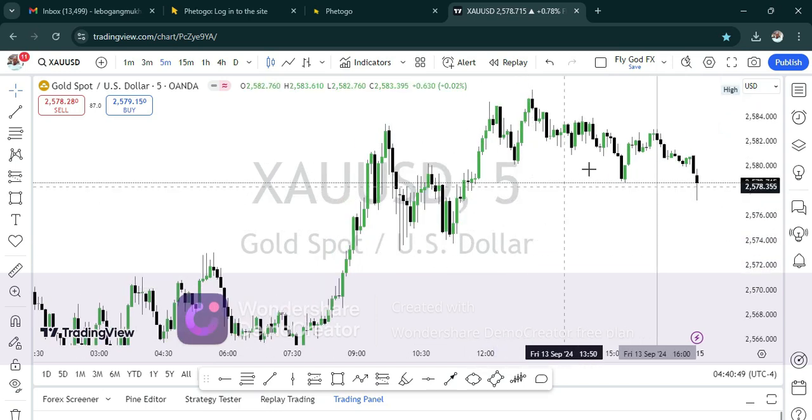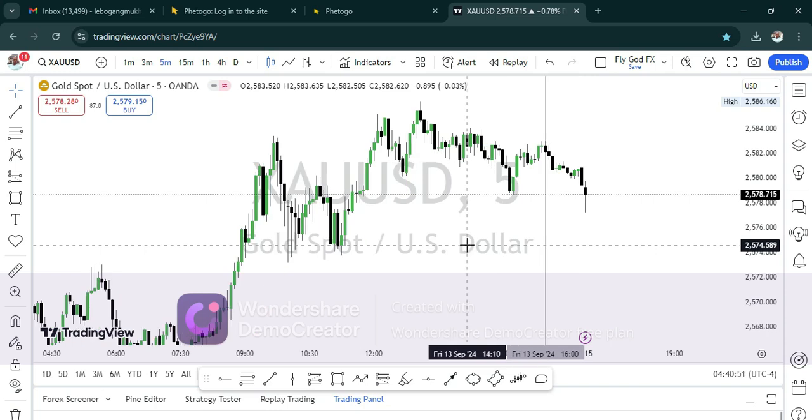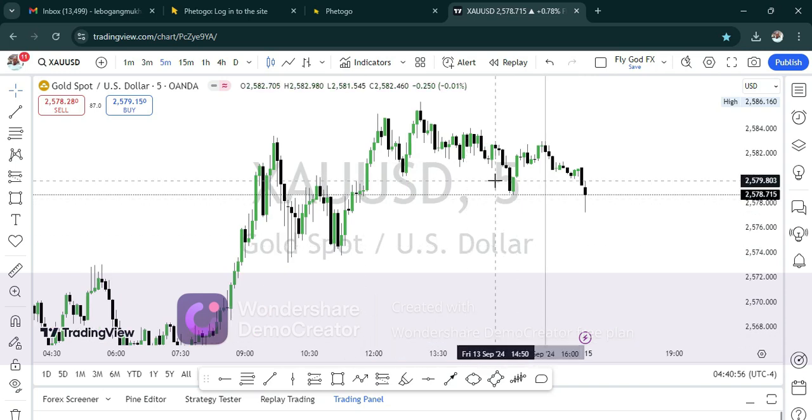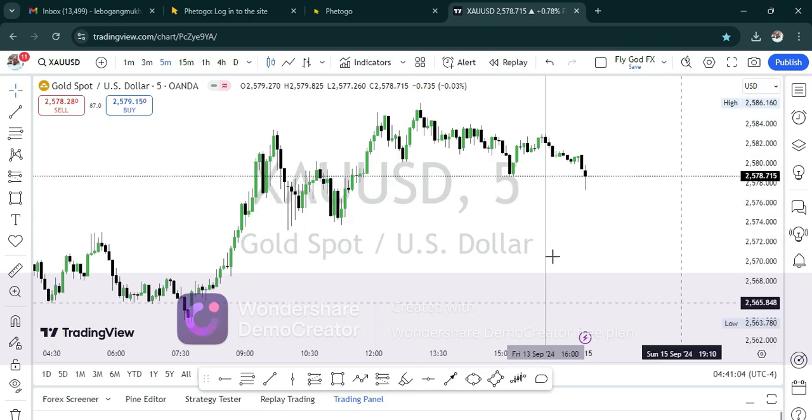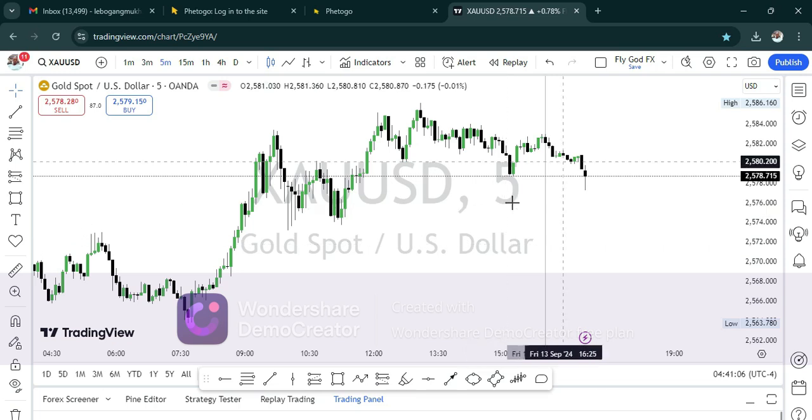So yeah, that's it, guys. We only had three entries for the previous week to backtest, because those are the days where we got our high probability setups on a 5 minute chart.